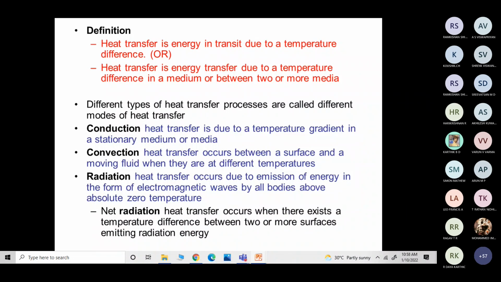And radiation: when we talk about radiation, we know that if heat is transferred without any physical medium by virtue of the temperature difference between two bodies, then it is said to be radiation. It is the emission of energy in the form of electromagnetic waves.